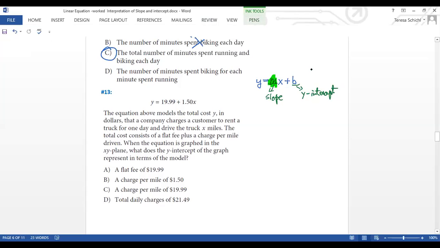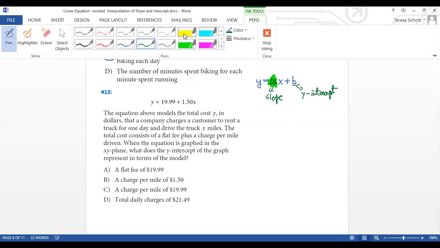That means every time x increases 1 unit, depending on what the x unit is, that's why you need to read from the problem, how much does y change? If the slope is positive, then that means as x increases, y increases. If the slope is negative, that means as x increases, y decreases.